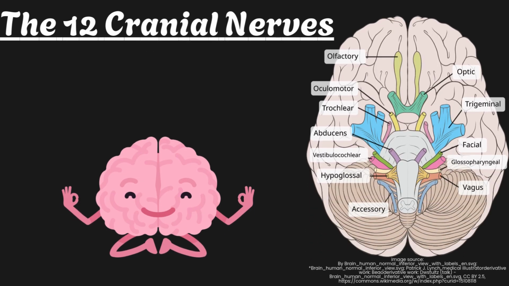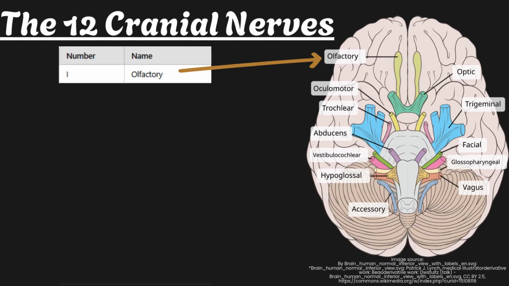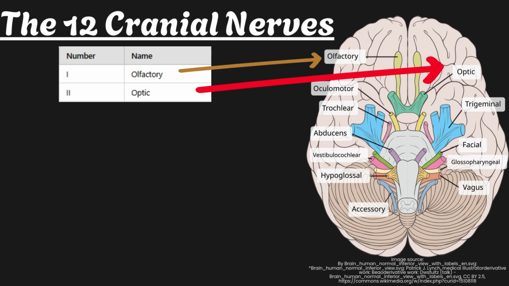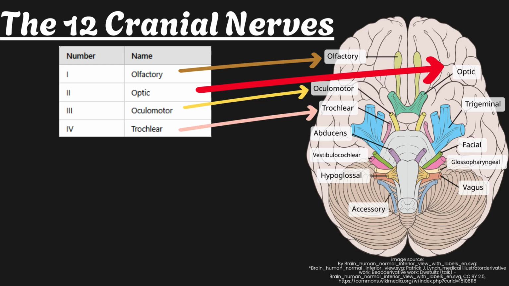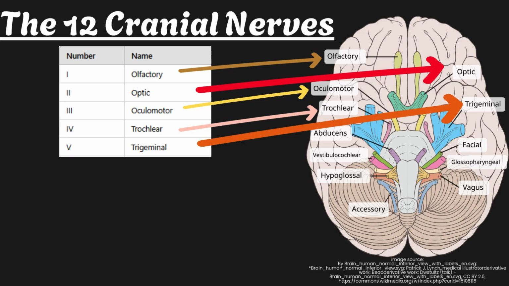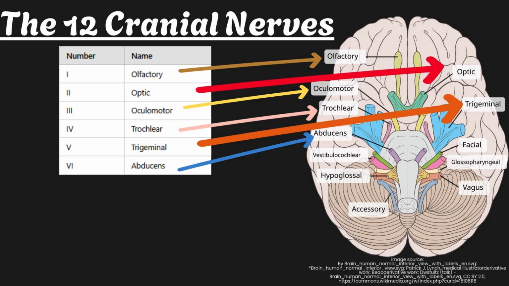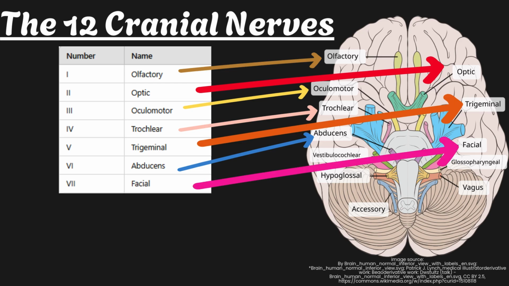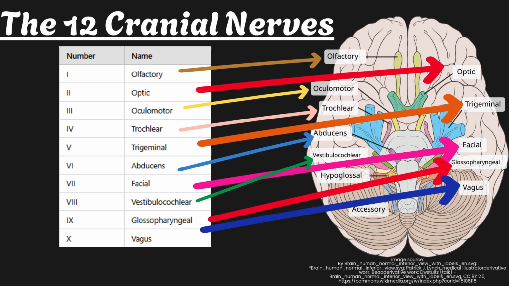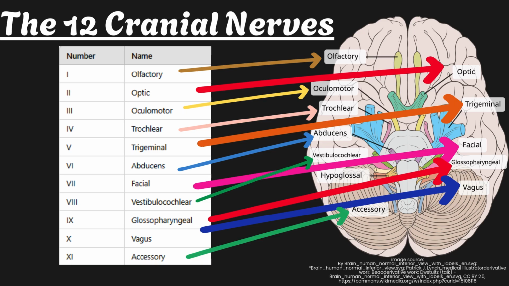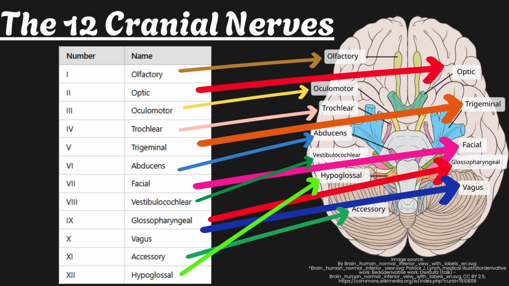The 12 cranial nerves of the human body are: cranial nerve number 1, olfactory nerve; cranial nerve number 2, optic nerve; cranial nerve number 3, oculomotor nerve; cranial nerve number 4, trochlear nerve; cranial nerve number 5, trigeminal nerve; cranial nerve number 6, abducens nerve; cranial nerve number 7, facial nerve; cranial nerve number 8, vestibulocochlear nerve; cranial nerve number 9, glossopharyngeal nerve; cranial nerve number 10, vagus nerve; cranial nerve number 11, accessory nerve; cranial nerve number 12, hypoglossal nerve.